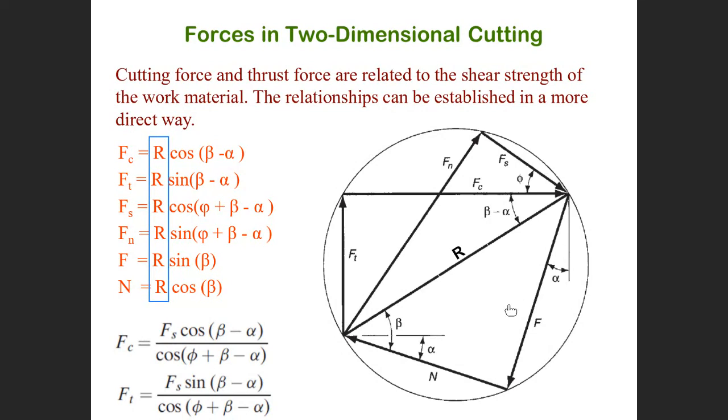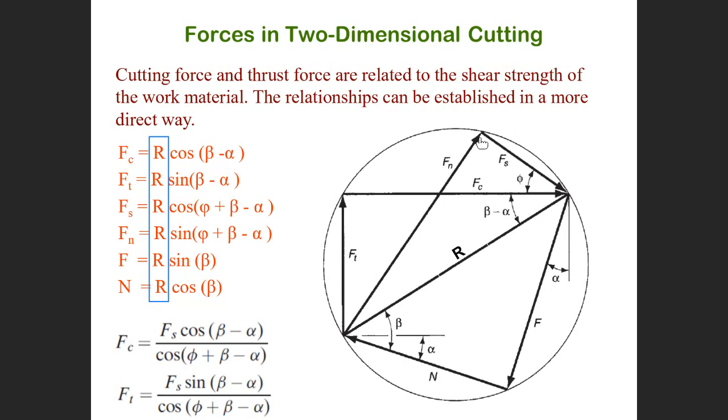You must know how to draw the Merchant circle on paper. You must practice how to do it. Anyway, then Fc equal to R cosine beta minus alpha. Ft equal to R sine beta minus alpha.